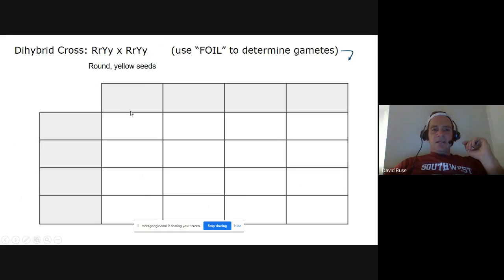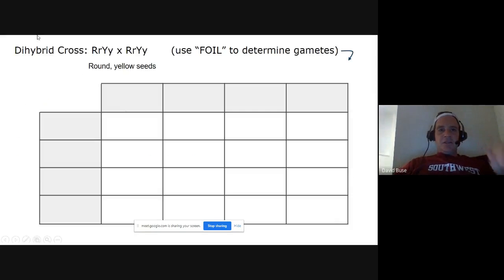Okay, so when you set this up, you're going to set up the parents on the outside as big R, big Y, big R, little y, little r, big Y, and little r, little y. And you'll do the same on the left side. In the inner boxes, you're going to combine like letters. I'll repeat that one more time. You're going to combine like letters. So when you combine the like letters, you will get the genotype of the offspring.